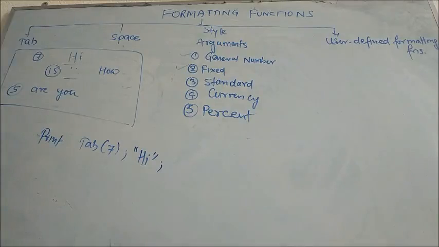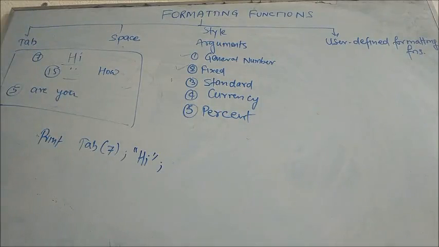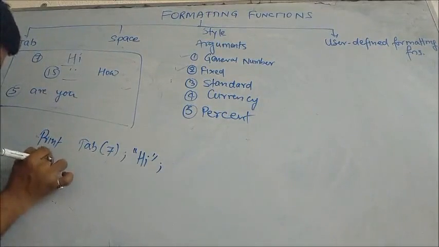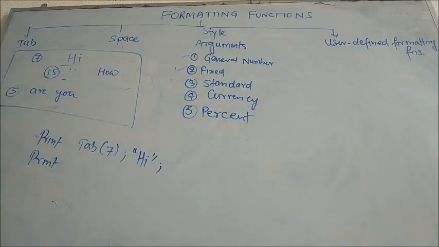After this is done, now what has to be done? I have to take the new line. So in C, I am using /end. But here, what will I take? I will take one print command. Print command tells that we are going to take the new line.